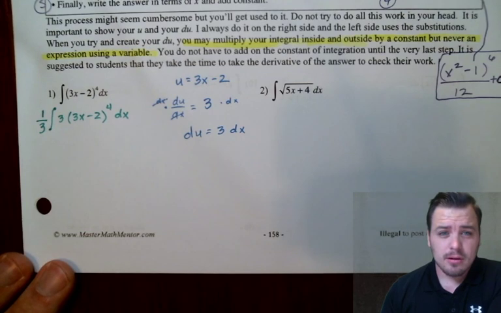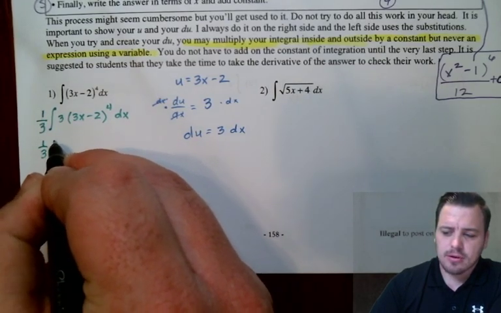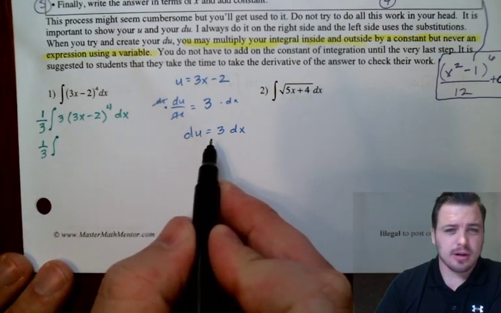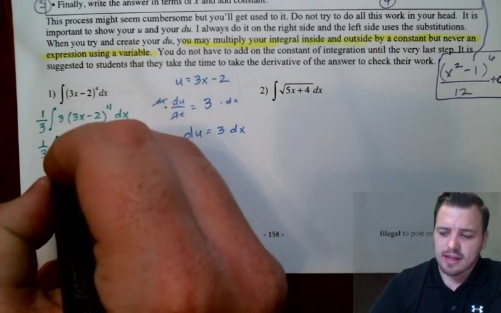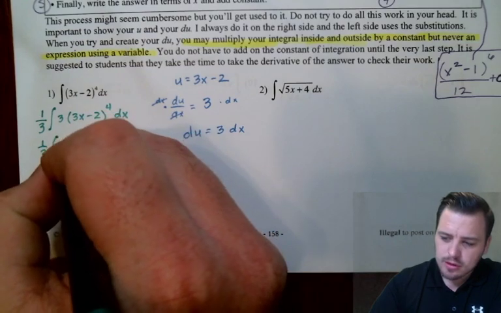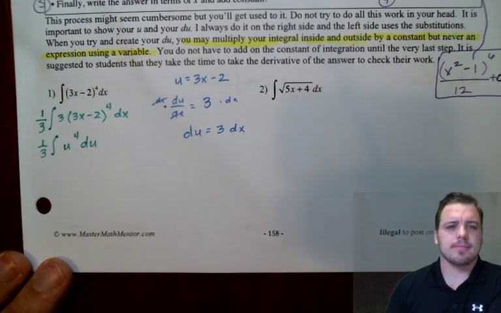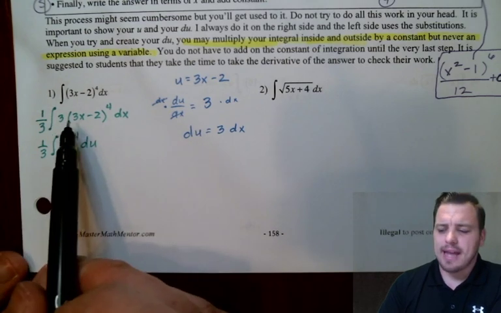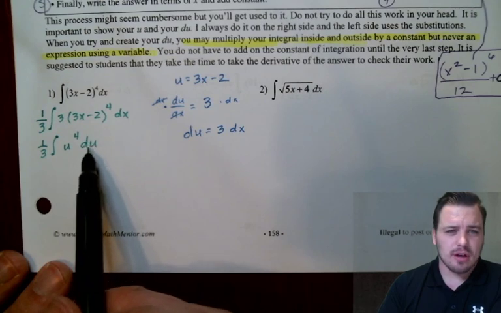From here, I'm now going to write it in terms of u. So 1/3 integral, 3 times dx is du. So we're going to handle that at the end. But this right here, 3x minus 2, which is u, we'll say that is u to the 4th. So u to the 4th du. Again, the du came from the 3 times the dx. We put the 3 in there in order for that to happen. Now we're just solving it in terms of u here.